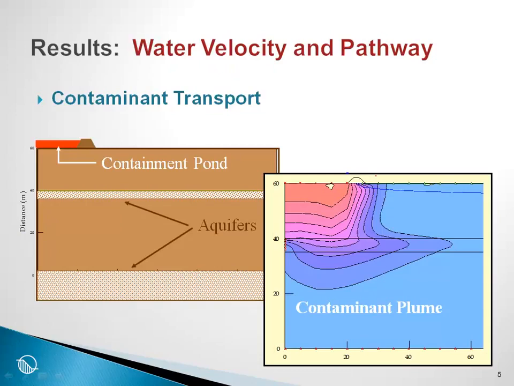Here's a diagram illustrating when we might want to have an understanding of the water velocity and the pathway. And here is a contaminant pond, and leakage from this contaminant pond, we would like to know the pathway that a molecule of water might follow, for example, and the rate that it arrives at a particular point. So we want to know velocity and pathway, and then we might be able to model a contaminant plume migration.